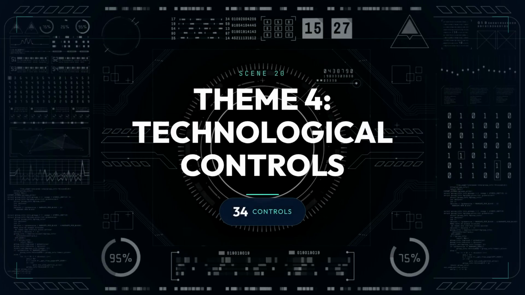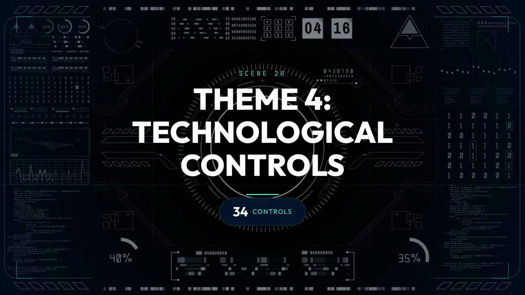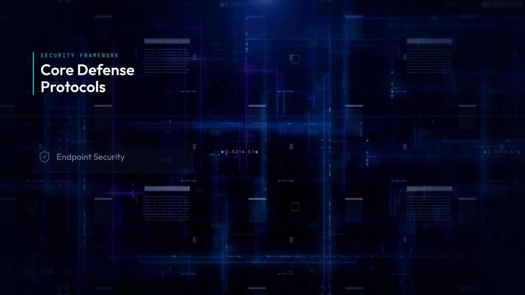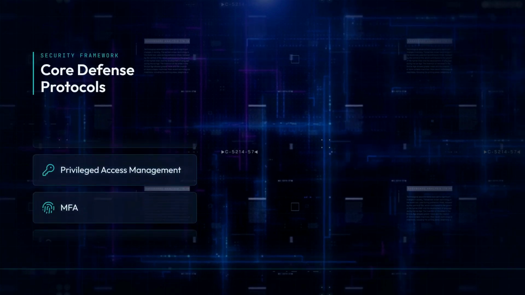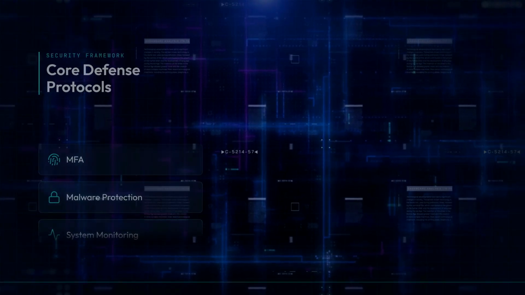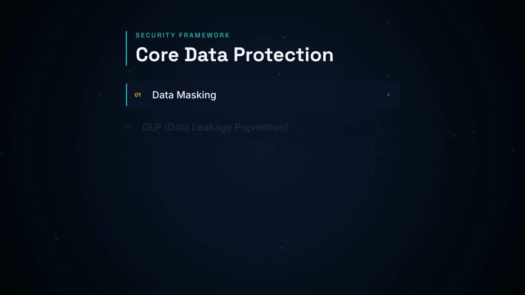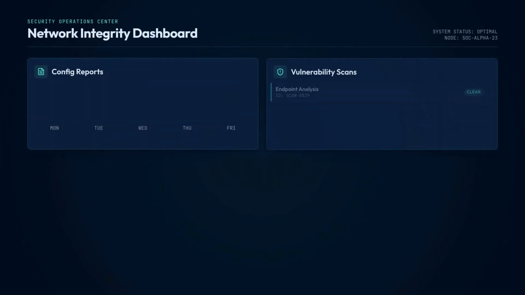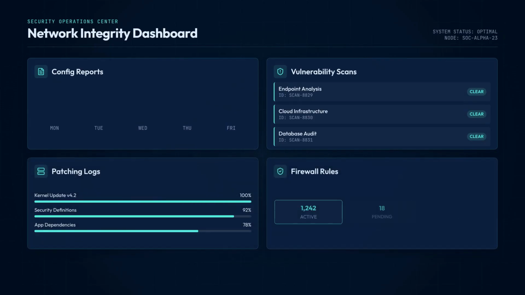Finally, Theme 4, technological controls. With 34 controls, this theme focuses on the technical protection of your information and systems. This covers endpoint security, privilege access management, secure authentication, malware protection, and vulnerability management. It also includes critical technical functions like data masking, leakage prevention, backups, encryption, and secure development practices. Audit evidence here is technical: system configurations, access lists, vulnerability reports, patching records, and backup test results.